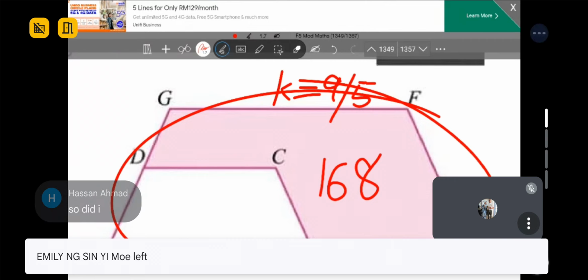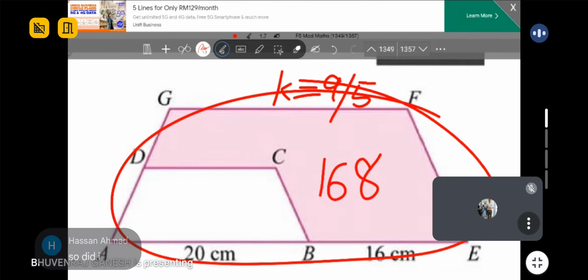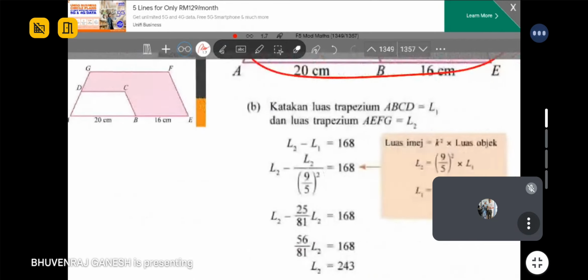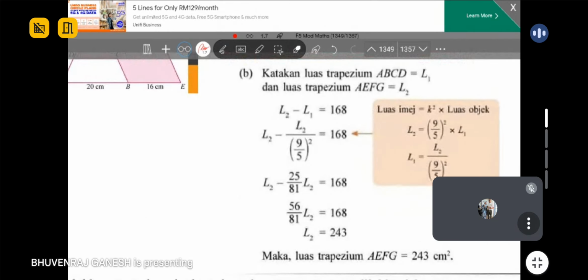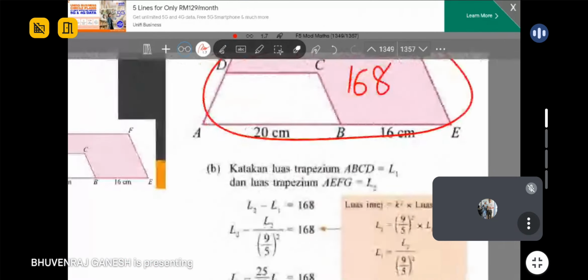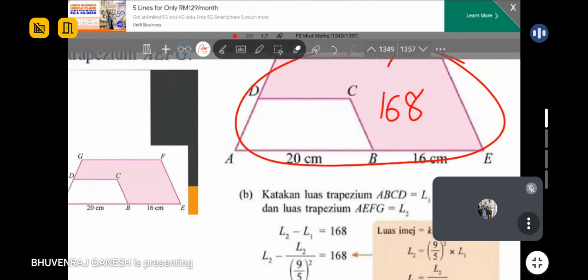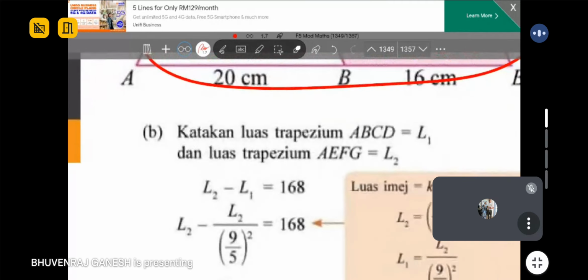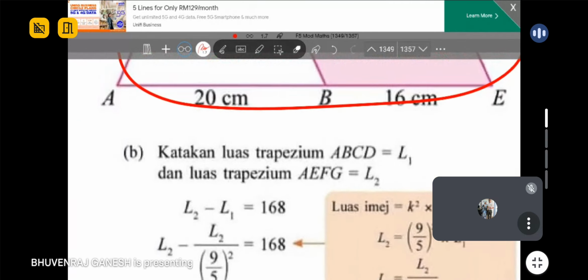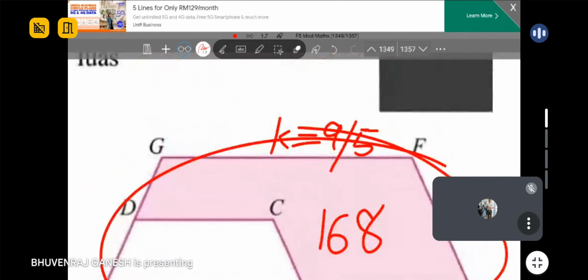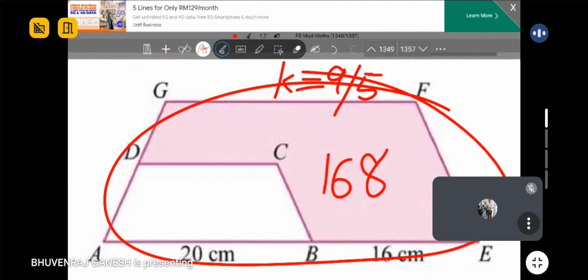Okay, I got 2, 4, 3. Let's check and see. Yes, the answer is 2, 4, 3. Correct. So how do we solve this? Very simple. You must make an assumption. Kamu kena buat anggapan. So, area of trapezium ABCD, let's call it L1. AEFG, L2. They give you the shaded region, kawasan berlorek.